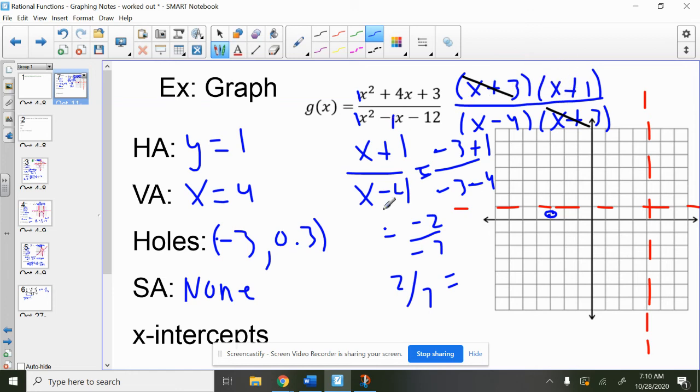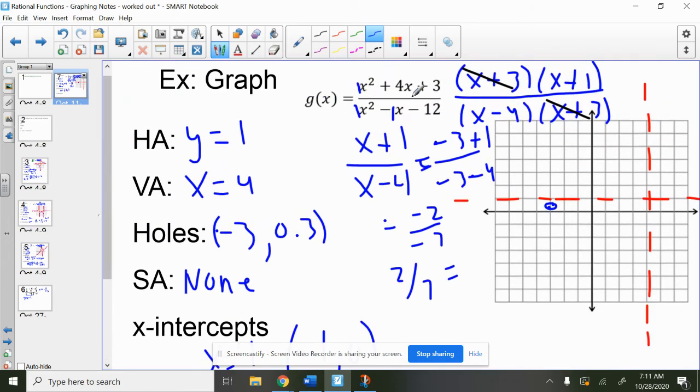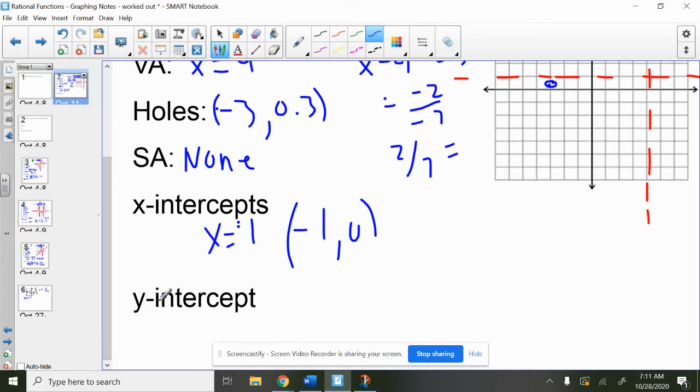But the other one, x plus 1, if I set that equal to 0, that'll give me -1. So I have one at -1. And so then that's -1, comma 0. So I know I'm going to have it there. The y-intercept, you're going to plug in zeros here. And we learned kind of last example that this is going to go away, this is going to go away, this is going to go away, and it's just going to leave me with 3 over negative 12. So here I'll have 3 over negative 12.